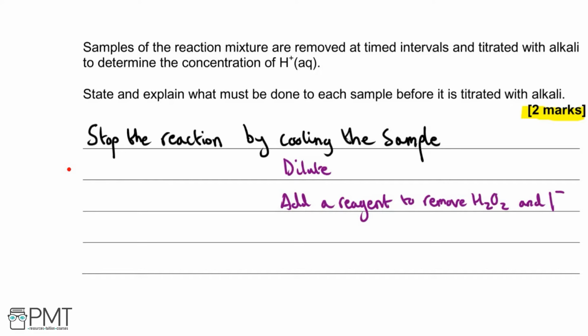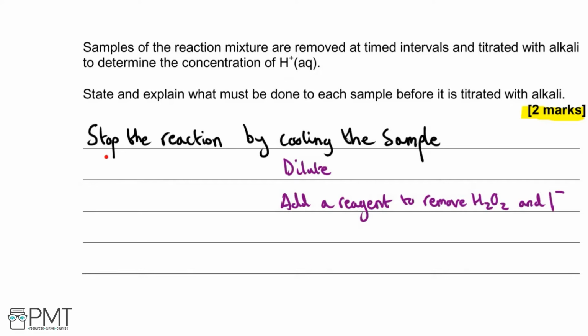However, what we need to be very careful about is that we're adding a reagent to remove these. A common way that students might think to stop the reaction is to say one of our reactants is hydrogen ions, so we can just add alkali to neutralize it, and then there won't be any reaction. The problem is that, while it would stop the reaction, it also would remove the concentration of hydrogen ions, which is what we're actually trying to measure, and so that would prevent us from obtaining any results.